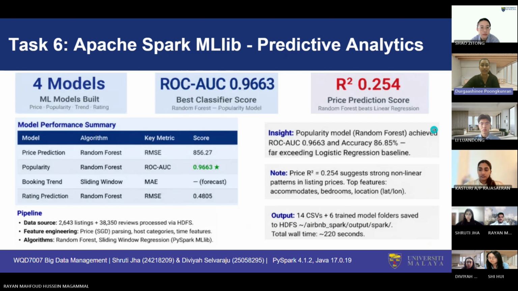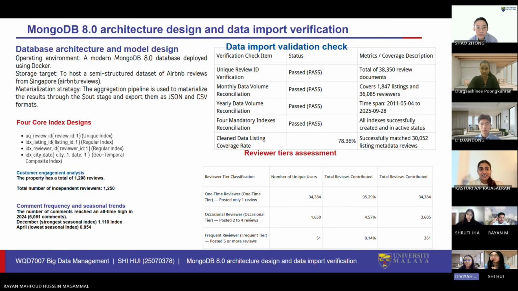BI dashboard. Next slide. For the review analytics phase, we deployed a MongoDB 8.0 architecture via Docker. A major technical highlight here is achieving a 100% data verification pass rate, successfully reconciling over 38,000 documents spanning over 18 years. To guarantee high-concurrency retrieval, we meticulously designed 4 core indexes, most notably a crucial geotemporal composite index.